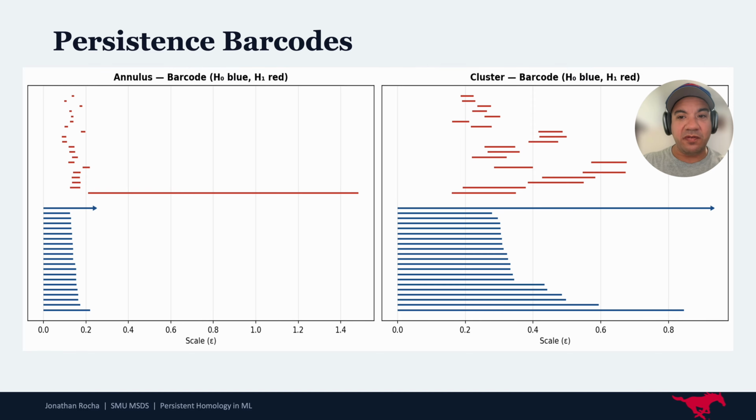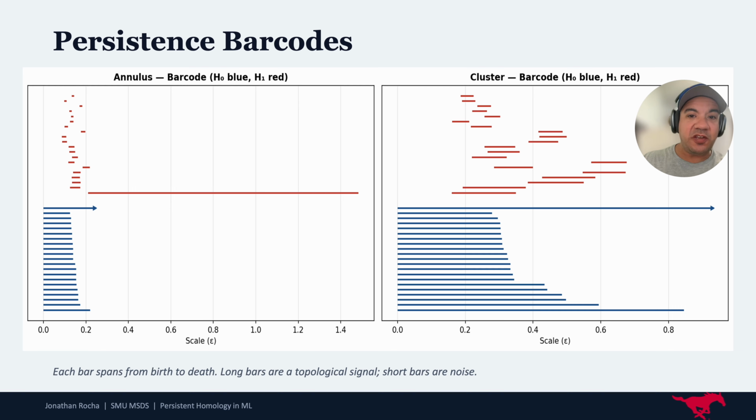So here's an equivalent visualization. The persistence barcode. Each feature is a horizontal bar running from its birth time to its death time. Long bars are signal. Short bars are noise. In the annulus barcode, you can see one very long red bar in H1. That's our loop. In the cluster, all the red bars are short. No persistent topology.